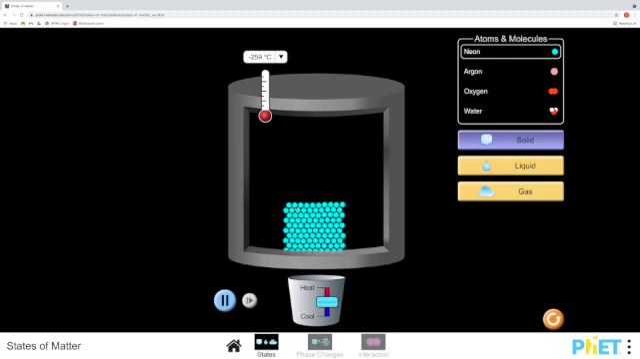You can see that they have energy because they are vibrating back and forth, but they're not really breaking out of this shape. That fits with what you've learned about solids in the past. It's a substance with a rigid structure that retains its shape no matter what container it's in.